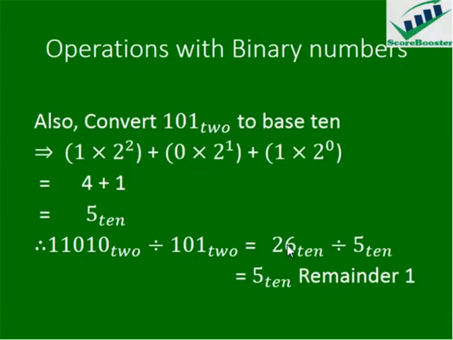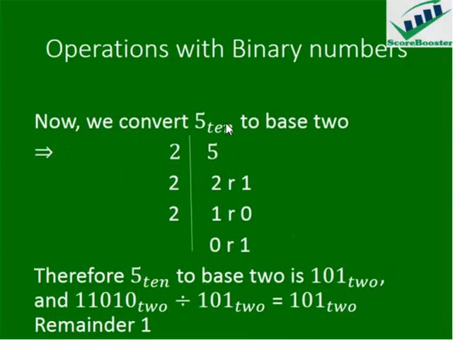And you know, if you want to convert from base 10 to base 2 or to any other base, you divide your number by that base. So now we convert 5 base 10 to base 2. So you write 5 here. 2 in 5, that is 2 remainder 1. You know, 2 times 2 is 4, and 5 minus 4 will give 1. So that is why we have 2 remainder 1.